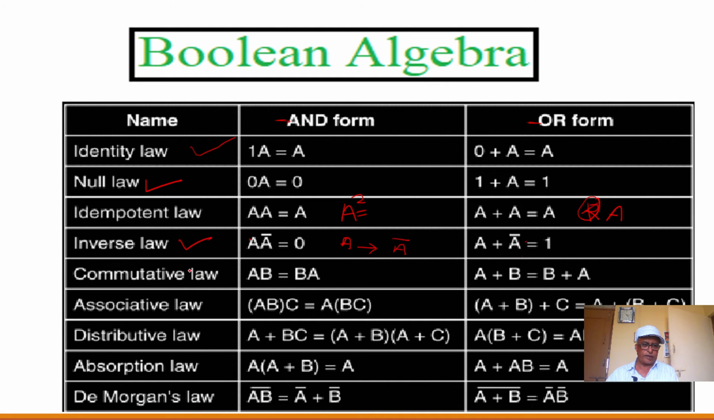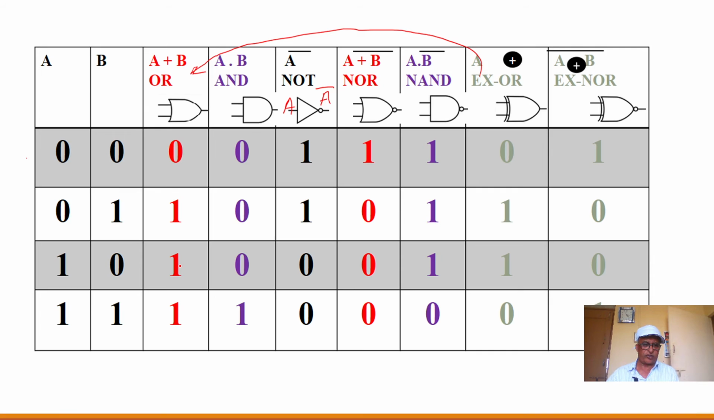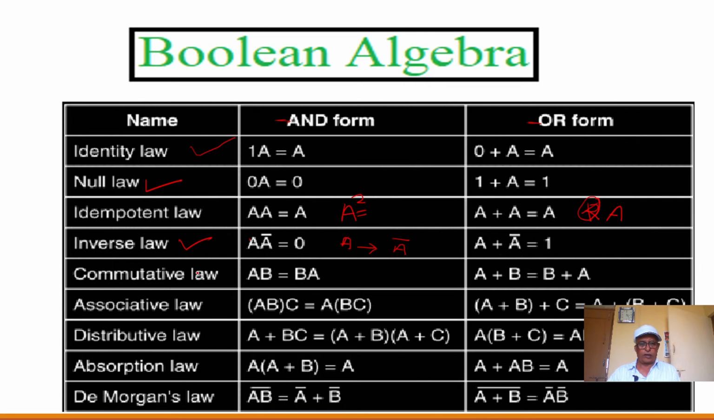Then this is the commutative law. This is the commutative law. In commutative law, even though the sequence is changed, the answer is same. Means if we take A into B or B into A, the result is same. So AB equal to BA. This also we can consider the same way for the OR gate. If the sequence is changed, means instead of A plus B, we can write B plus A, there will be no change. This is called as commutative law.